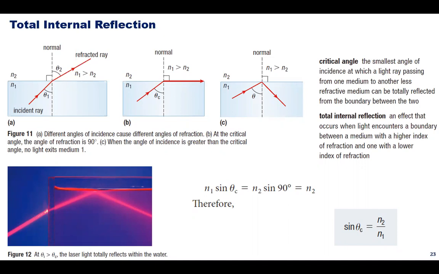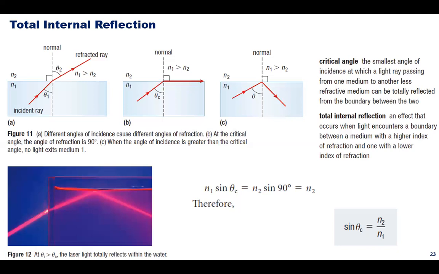As the incident angle theta1 increases, the refracted angle theta2 also increases. When theta2 reaches 90 degrees, the refracted ray will travel parallel to the surface, which is shown here in figure 11b. The value of the angle of incidence at which this occurs is called the critical angle, denoted by theta c. If the angle of incidence theta1 increases beyond the critical angle, there is no refracted ray, and the incident light ray is totally reflected at the boundary, which is shown here in figure 11c.